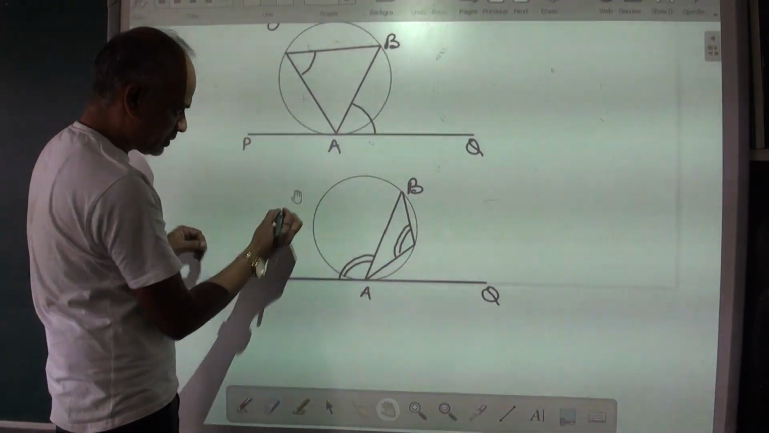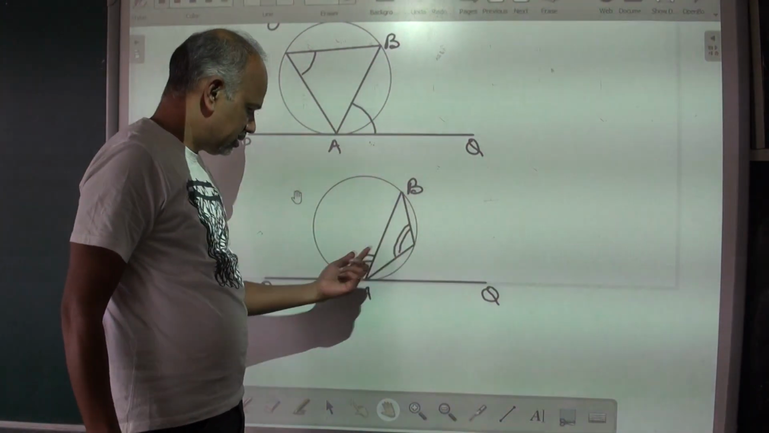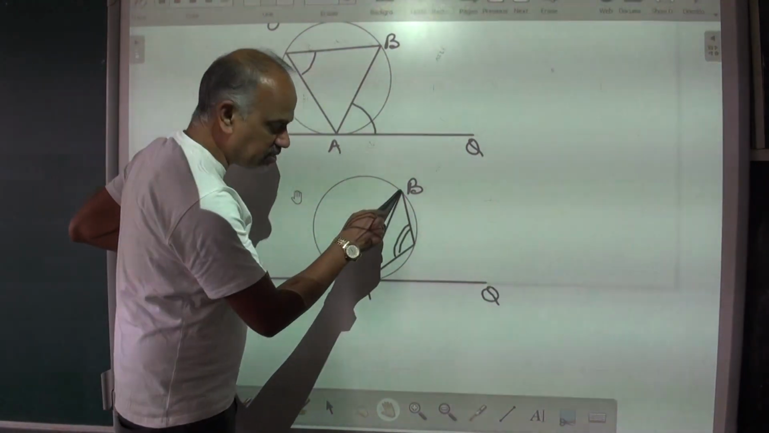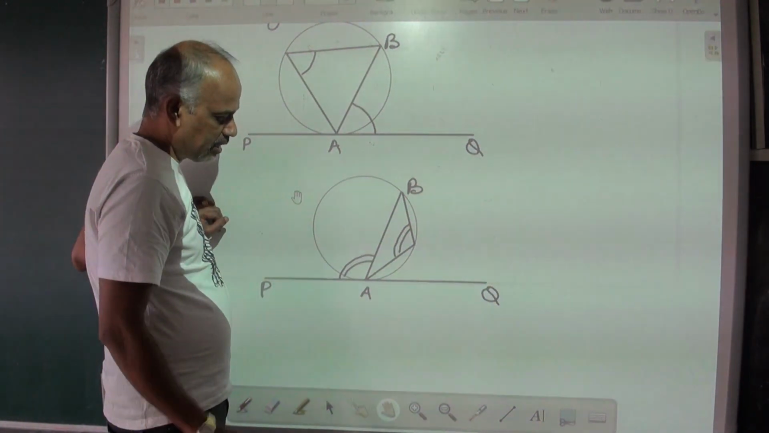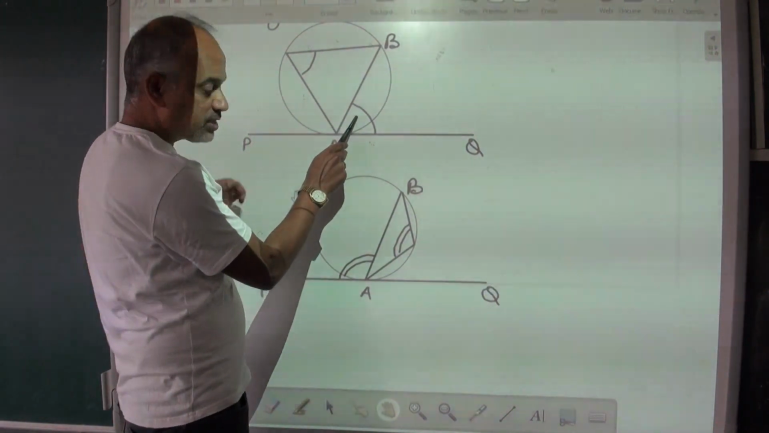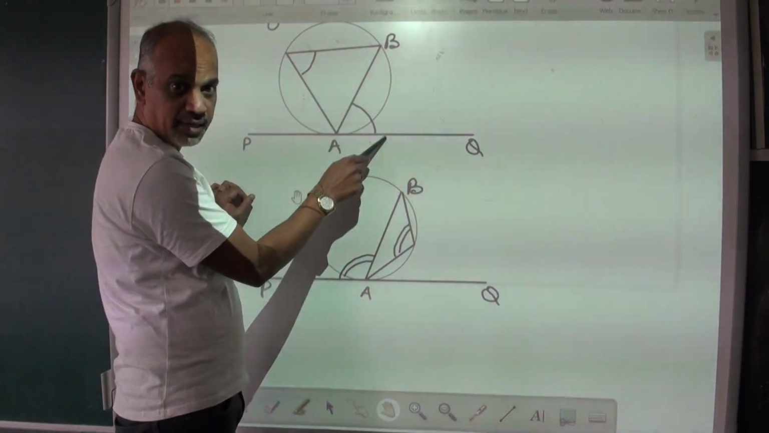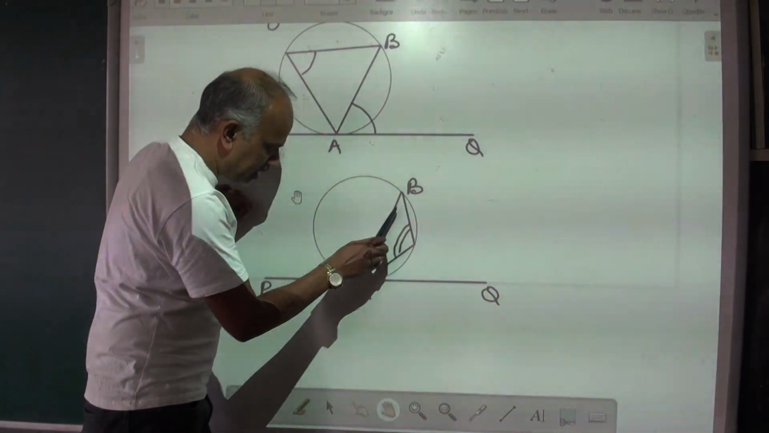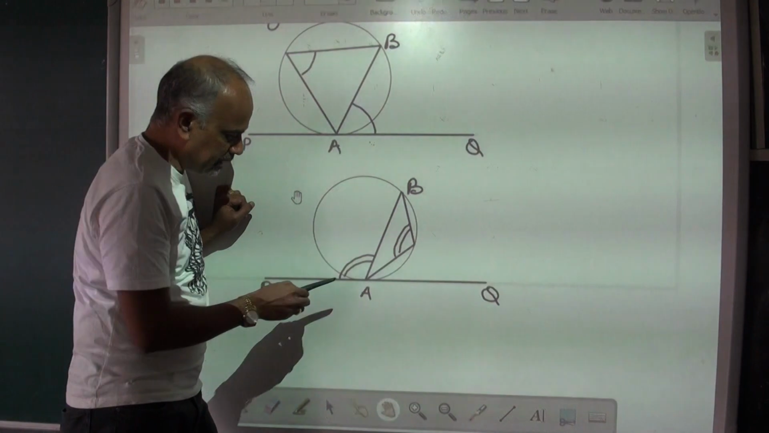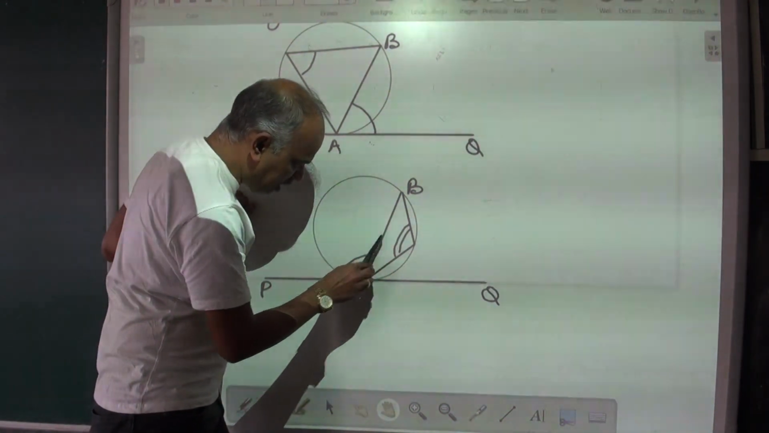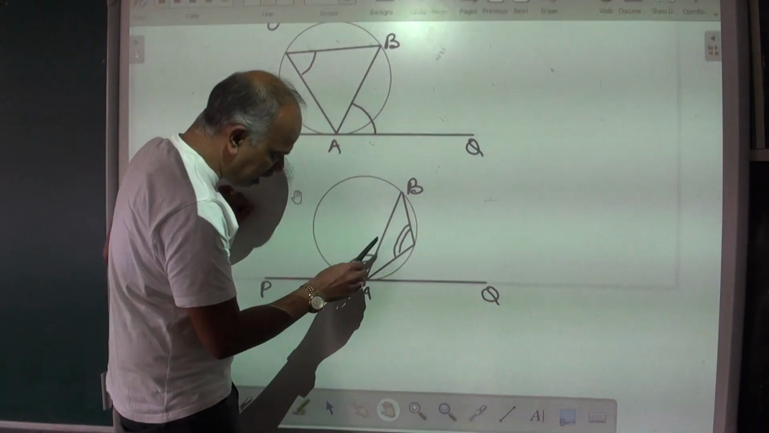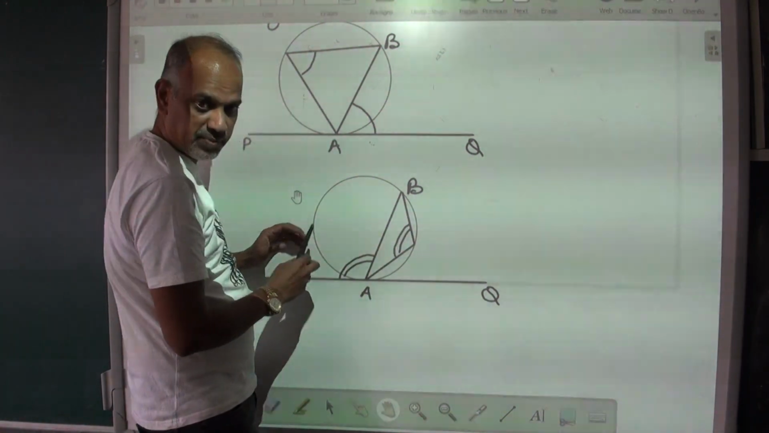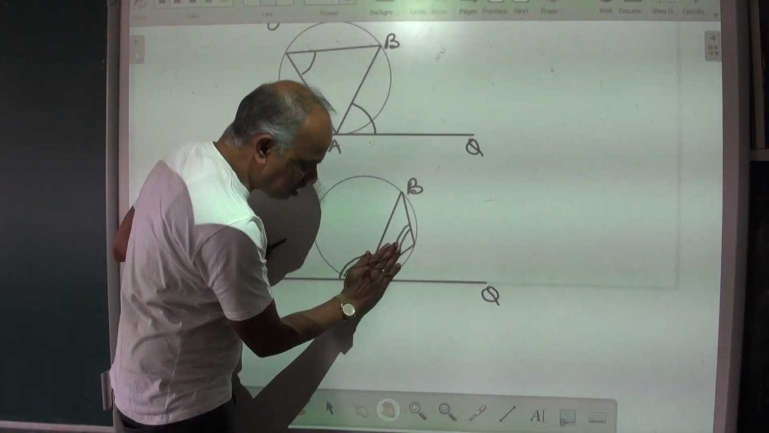Circle, PQ is the tangent, A is the point of contact, AB is the chord. Now in the first case I consider this the angle between the chord and the tangent. In the second case I am considering this the angle between the chord and the tangent. This angle between the chord and the tangent must be equal to the angle made by the same chord in its alternate segment. So for this angle, this is the alternate segment.